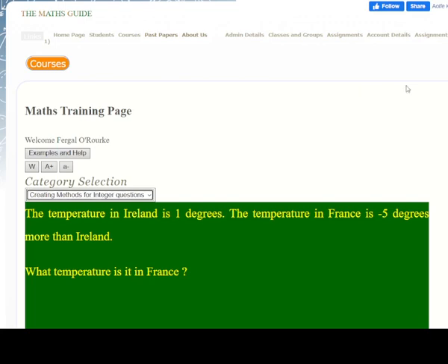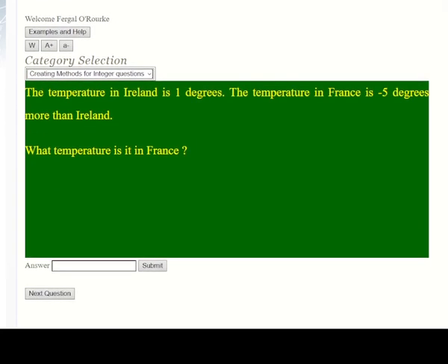So the temperature in Ireland is 1 degrees. The temperature in France is -5 degrees more than Ireland. So let's think temperature in Ireland plus how much more it is in France. So that's 1 plus -5 gives you an answer of -4.